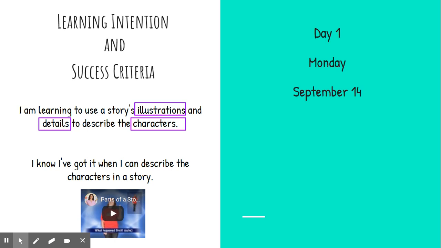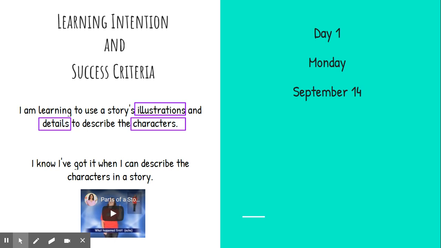Illustrations is another way of saying pictures. So illustrations are pictures that are drawn to match a story. Details are those important parts of a story or information that an author gives us. We are using both of those to describe the characters in a story. Do you remember what characters means? Awesome! Characters are the people, animals, or creatures in a story.